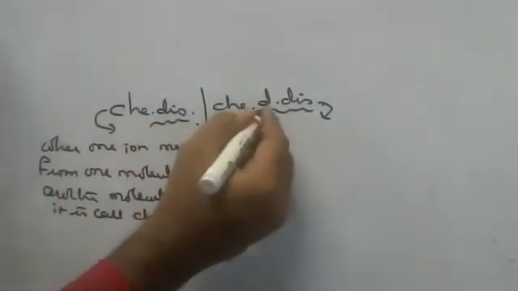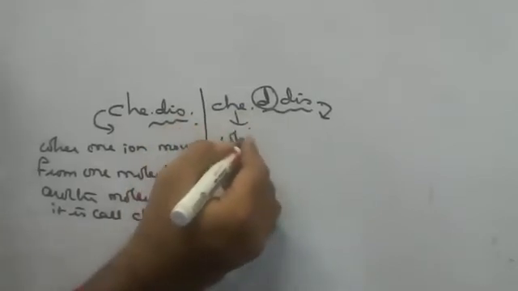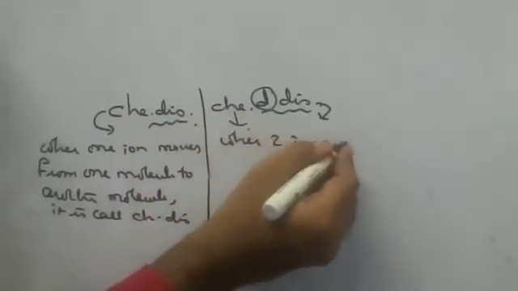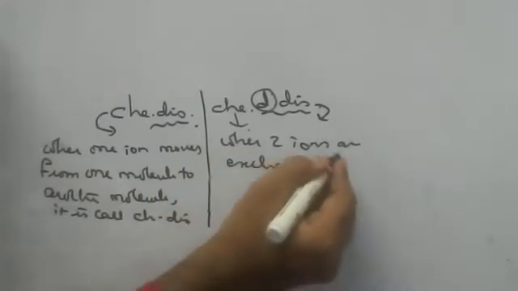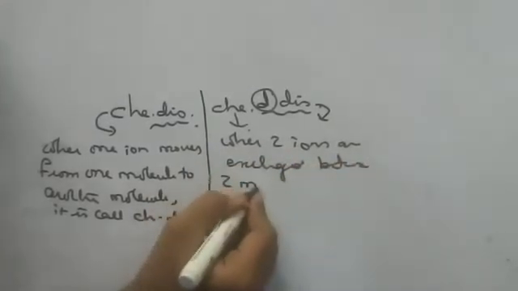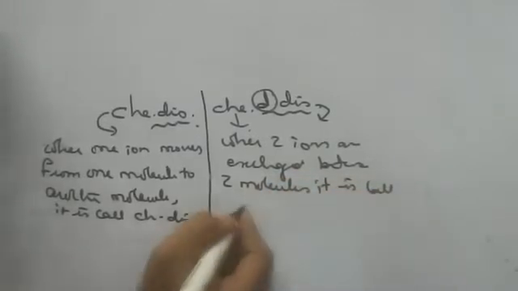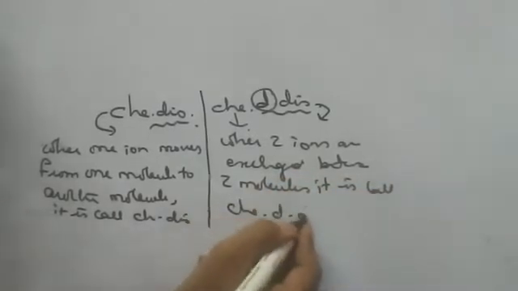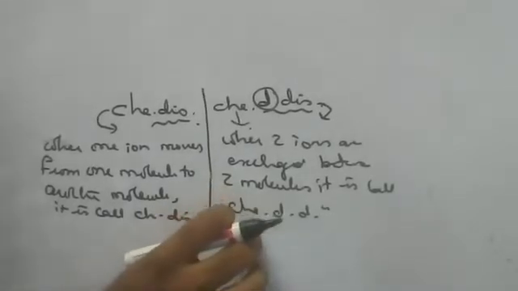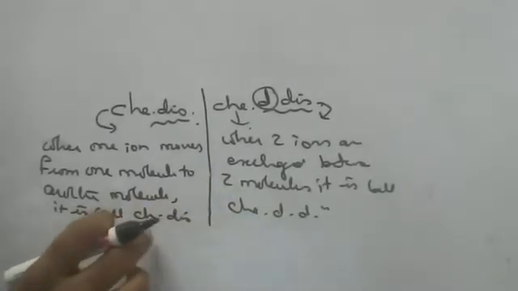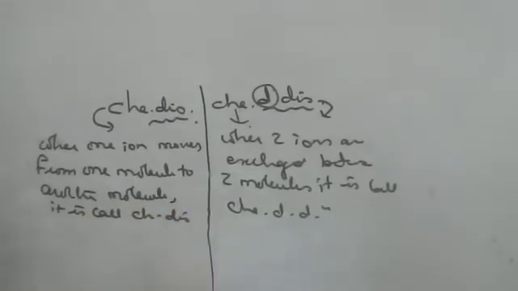Here, double, the question itself is a double. So when two ions are exchanged between two molecules, it is called chemical double displacement. Two ions are exchanged. Let me explain double displacement first, then I will come to chemical displacement because it is a little bit lengthy topic.